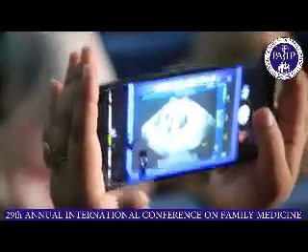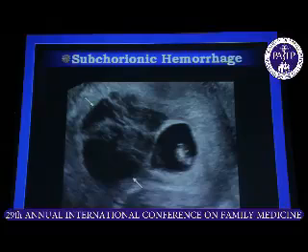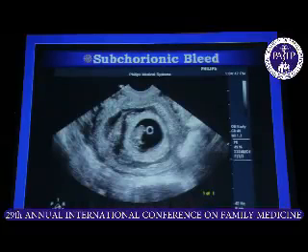Now some people ask how subchorionic or subplacental hematomas look on color Doppler. It will show a grayscale structure because Doppler will give you a signal only if it is flowing blood, venous or arterial, but the clotted blood will not give you any Doppler shift.